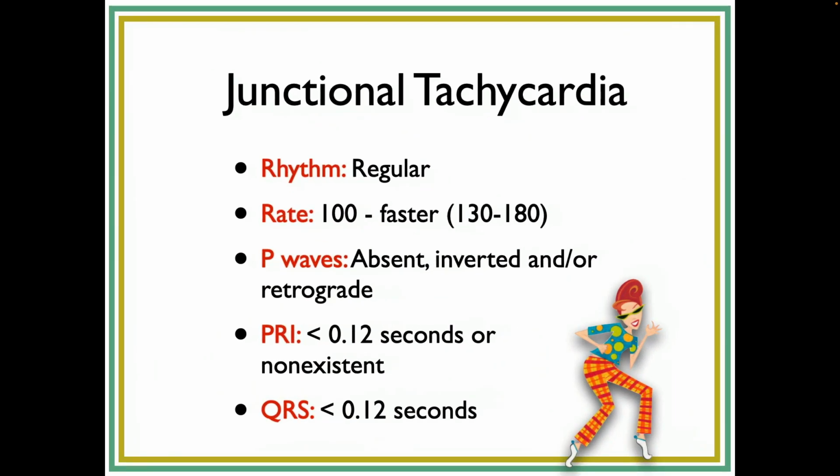The only difference between this slide and the preceding ones is I changed the name to junctional tach, and I changed the rate to 100 or greater. And different references differ on how fast it can go. Some will say it's between 100 and 130. Others will say 100 and 150. Others will say 100 and 180. It gets complicated because once it gets fast enough, it starts looking like the other SVT rhythms. And that should make sense to you in about half an hour. Okay?